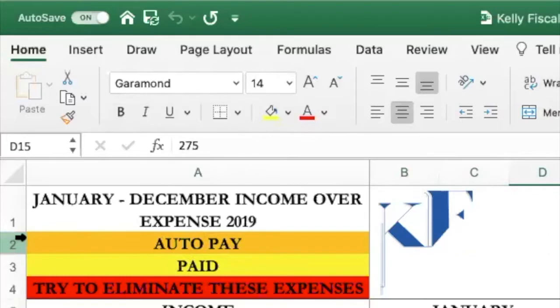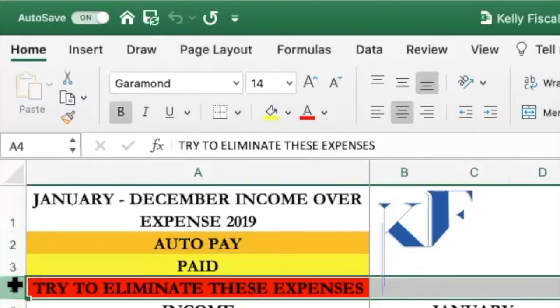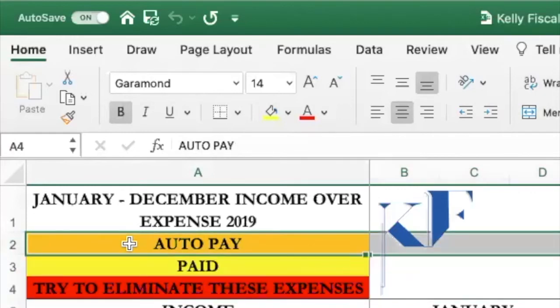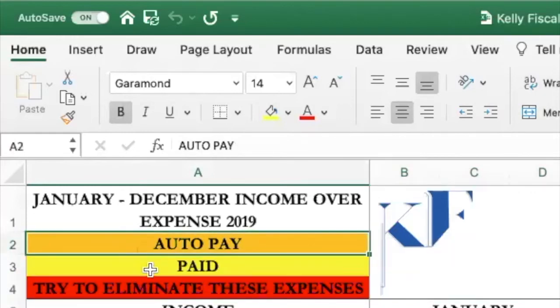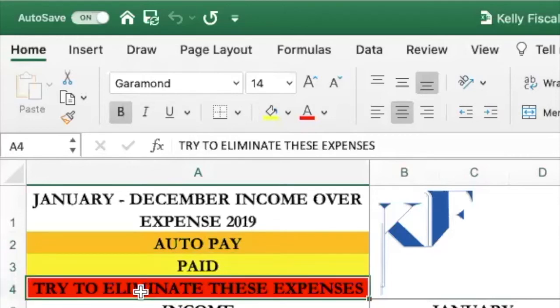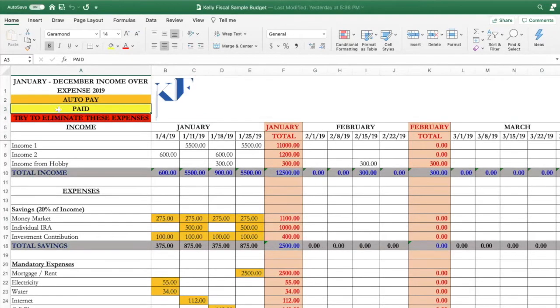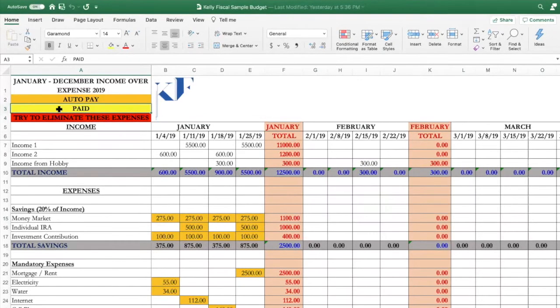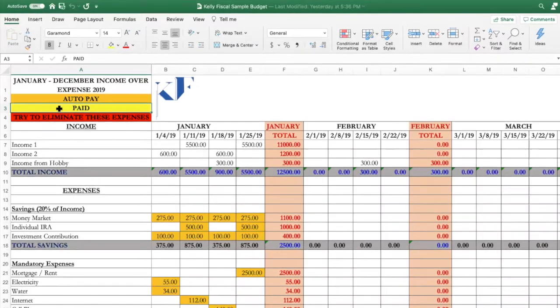So as you can see, I have color codes. I have a color code for auto pay. I have a color code if the expense is paid. And I have a color code if I need to eliminate any expense. Now, let's go back to the paid color code. This is very important. And why do I say that?